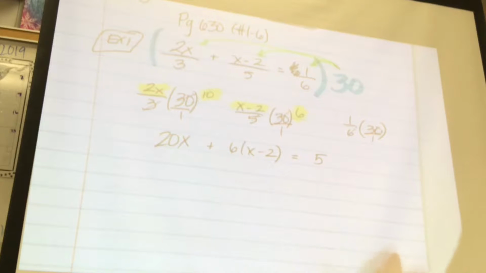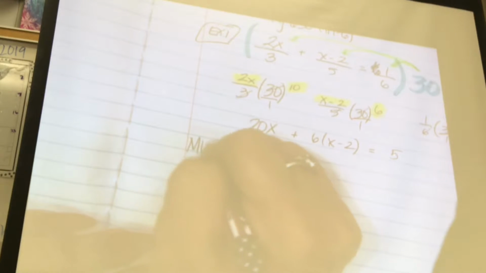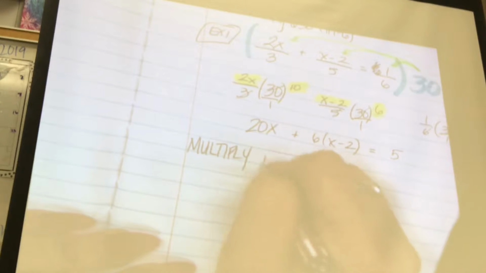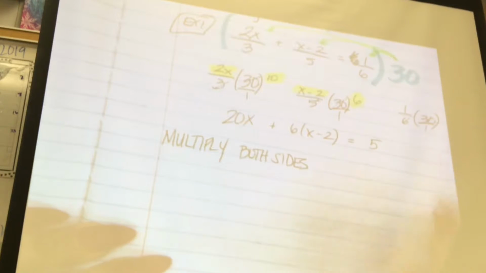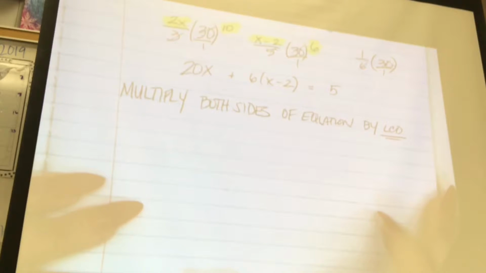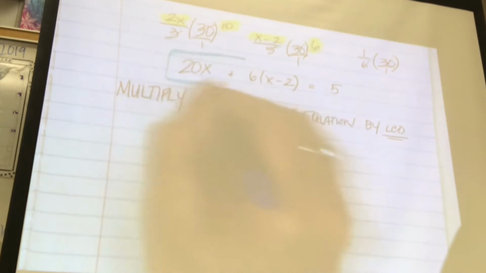So one way to get rid of the denominator is by multiplying by its least common denominator. So what did I do here? Multiply both sides of the equation by the LCD. And that's going to get rid of your fraction. So now, this right here, much more pleasant to deal with.